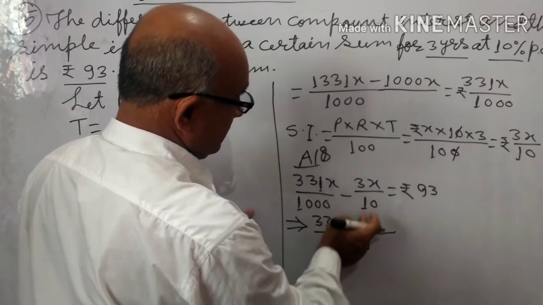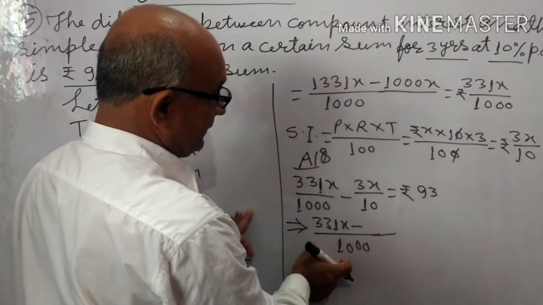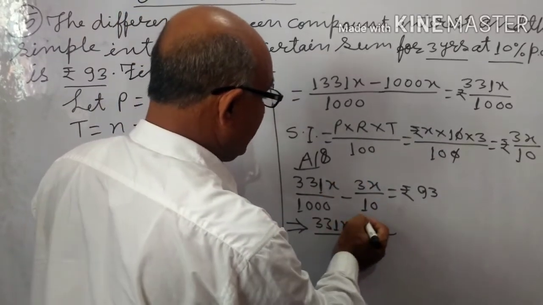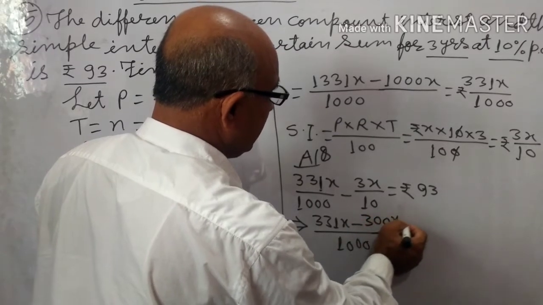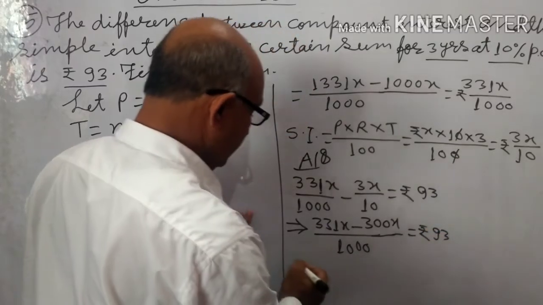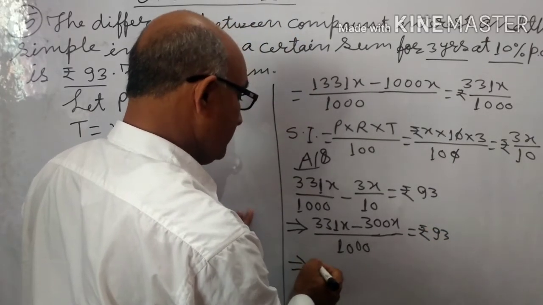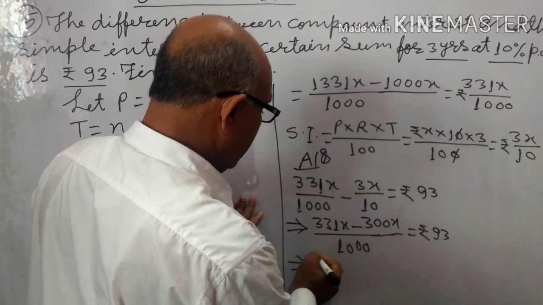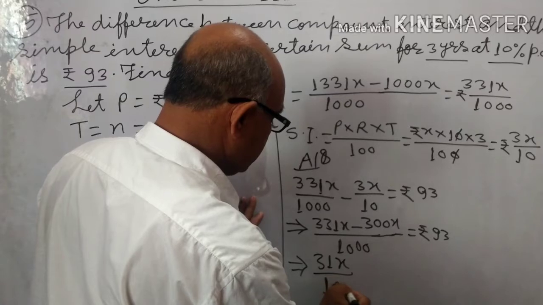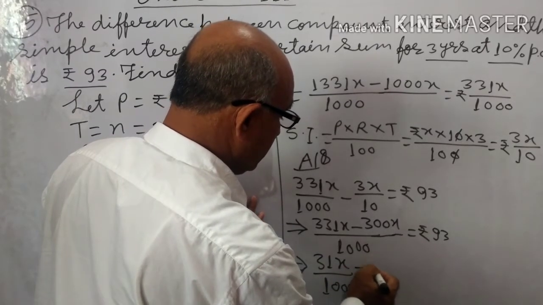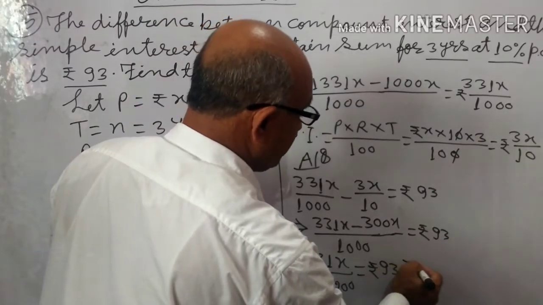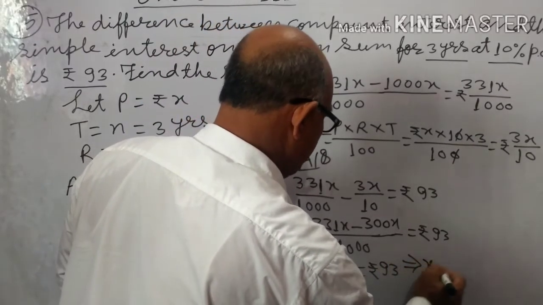minus 1000 divided by 10, quotient is 100, 100 into 3, so 300X equal to rupees 93. Now 31X by 1000 equal to rupees 93.